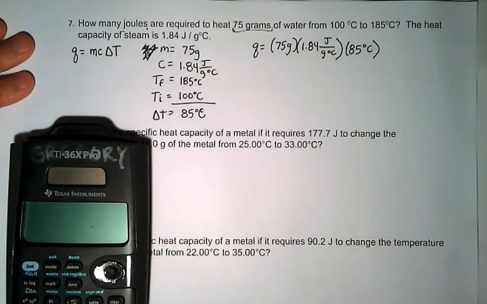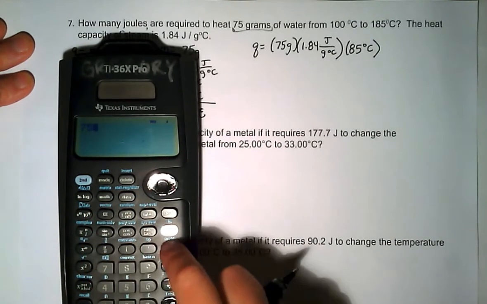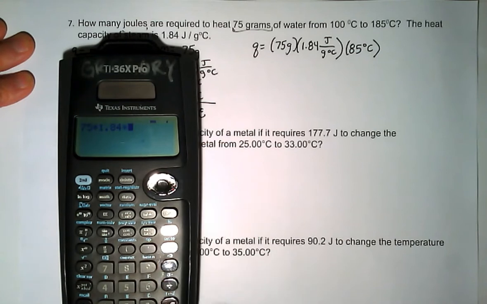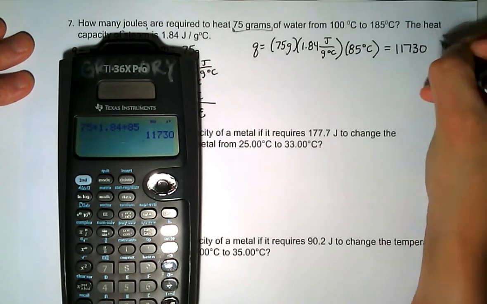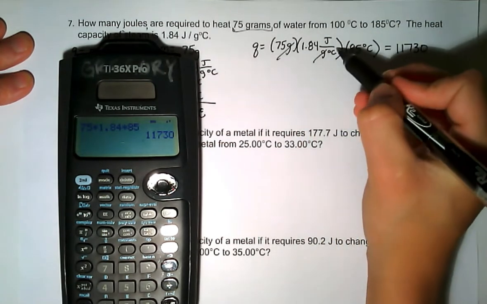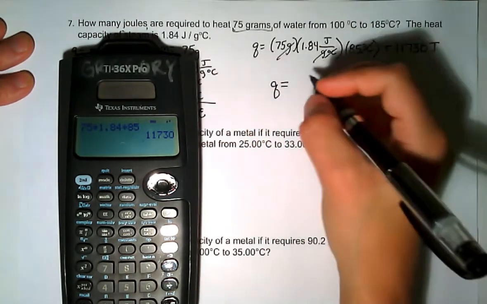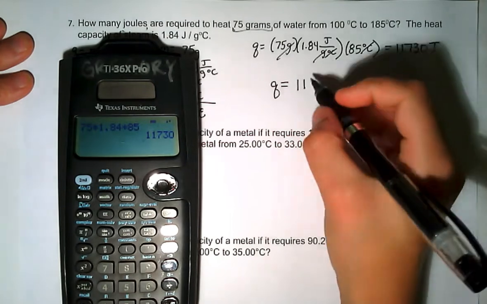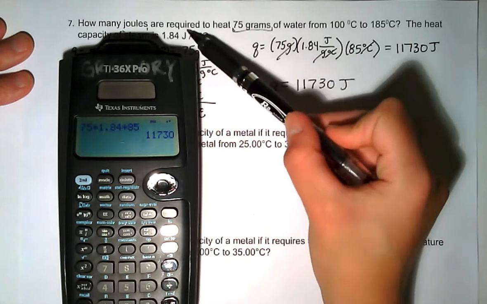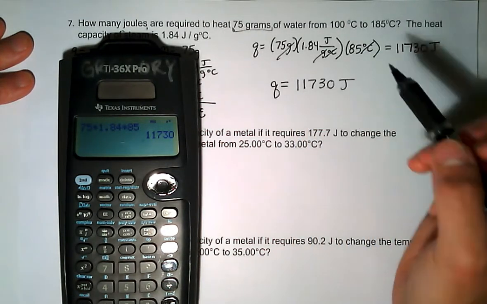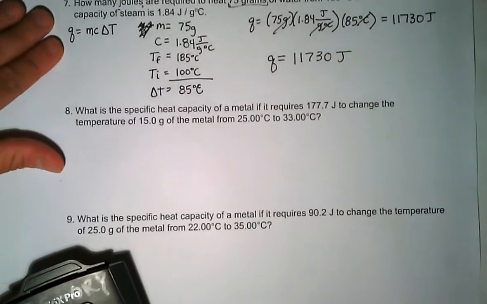So we just need to plug into our calculator now. Q equals 75 times 1.84 times 85. And that gives us 11730, and then grams cancels, degrees Celsius cancels, so this is in joules. So Q equals 11730 joules. And of course this is being absorbed. It's required to heat up the water, which is why it comes out as a positive value. On to the next problem.